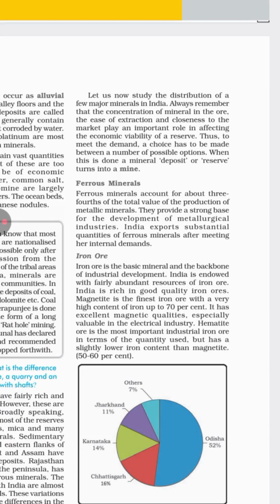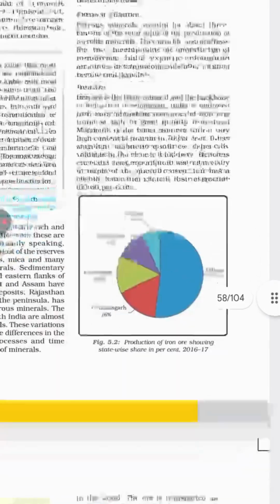Now, in the exam, maybe they'll ask you what is the quantity of iron in magnetite. That is 50 to 60%. It might come as a 1 mark question. Okay, so just go through it. Be aware of it.